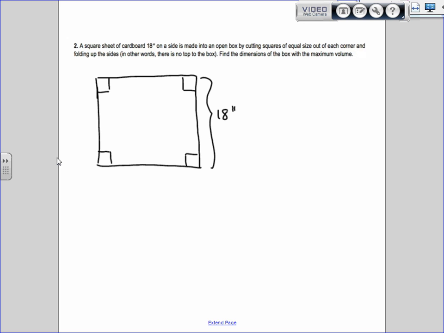Okay, so when we cut these little squares of equal size out, we have x by x on each one. It's really easy to teach when people aren't talking. It's very distracting. All right, so we're trying to find the dimensions of the box with a maximum volume. So our volume equation, as we fold these little pieces up, it becomes this really shallow box, like a gift box.